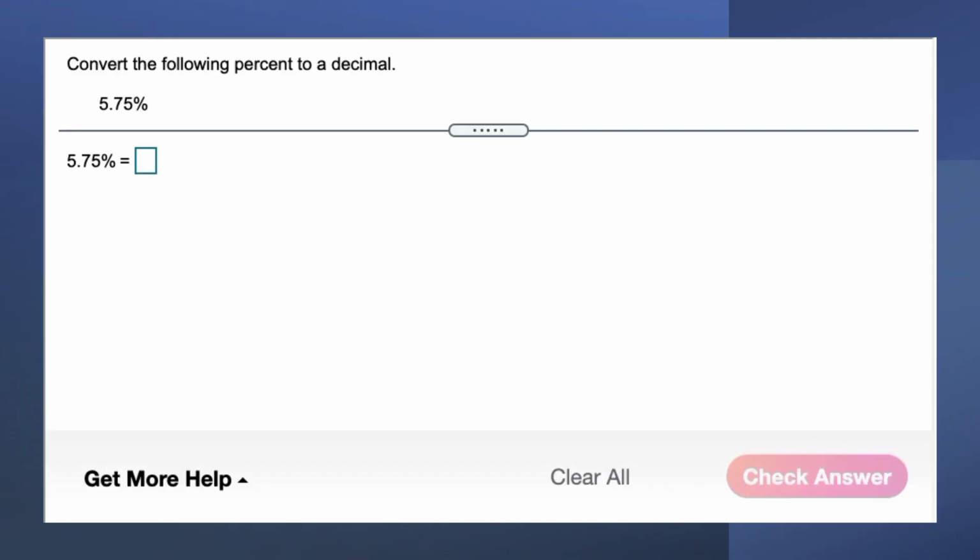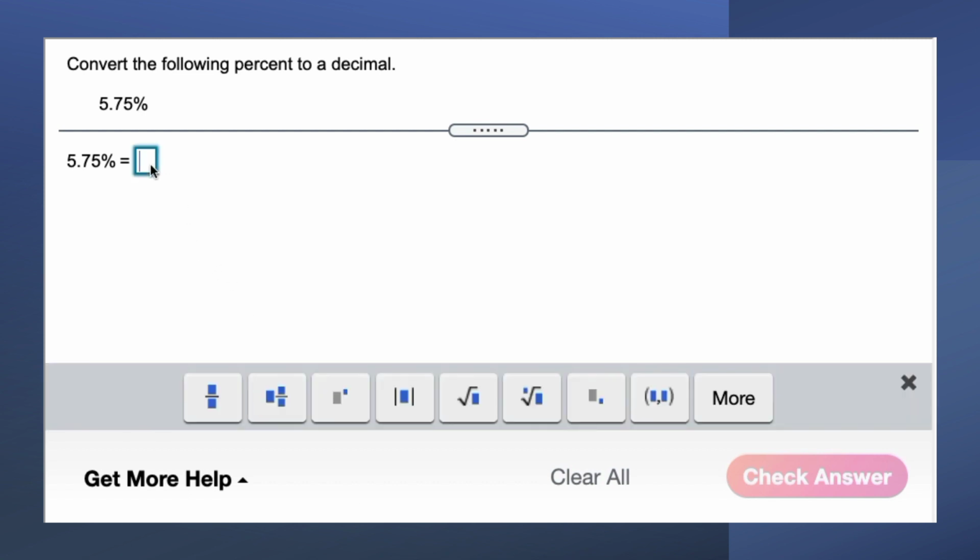To type this answer into MyMathLab, place your cursor in the text box. Next, type in a 0 on your keyboard, followed by the period or decimal point, and then 0.575.